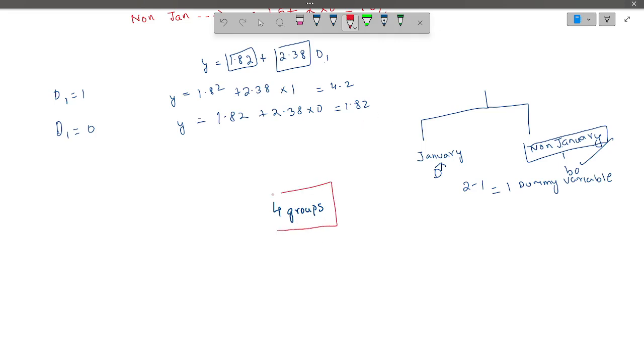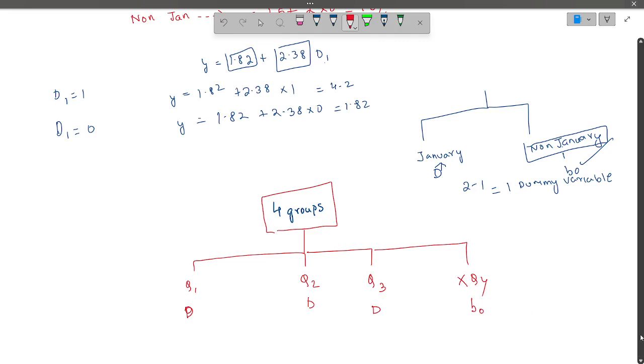Guys, there are 4 groups. There are 4. How many dummy variables should I create? 3. So we are going to create one dummy for quarter 1, one dummy for quarter 2, one dummy for quarter 3, and we are going to leave out quarter 4, right? We are not going to create a dummy for quarter 4. Its effects would be captured by the intercept, right?